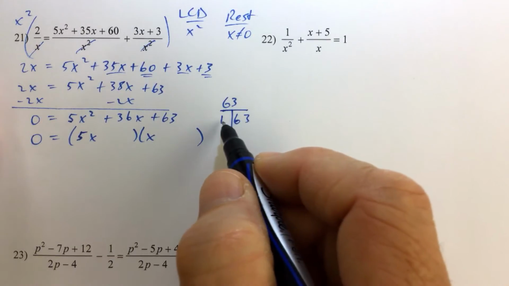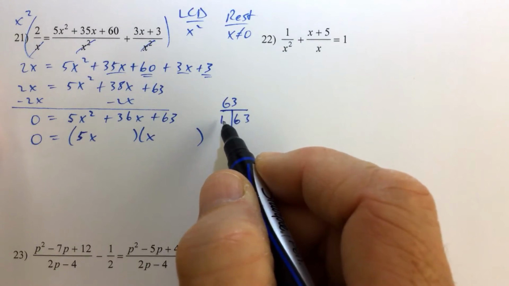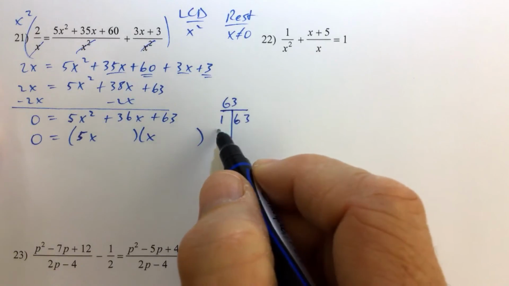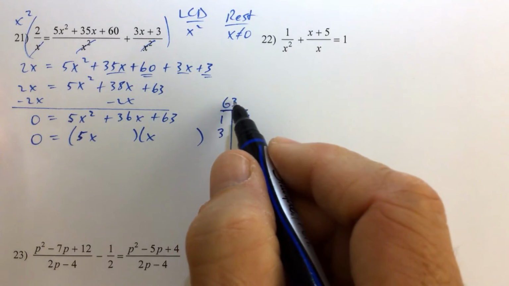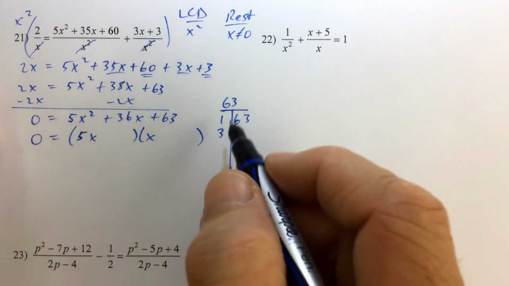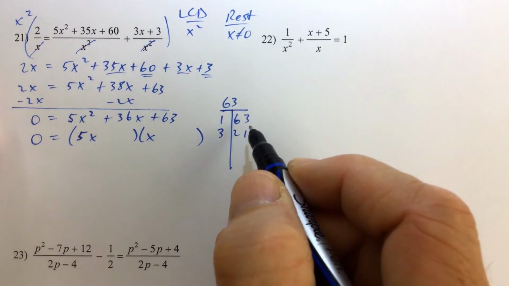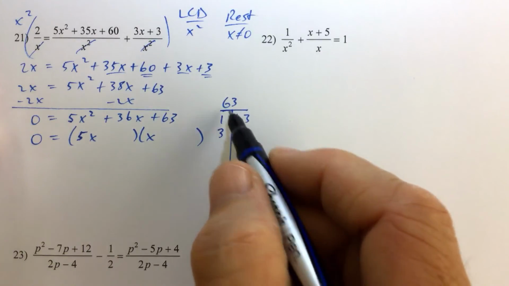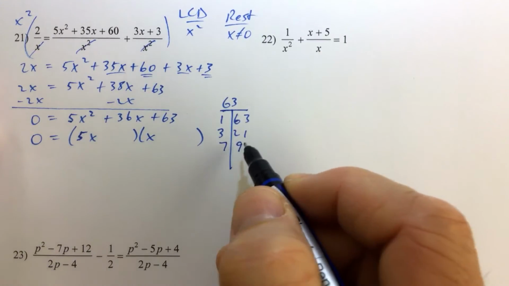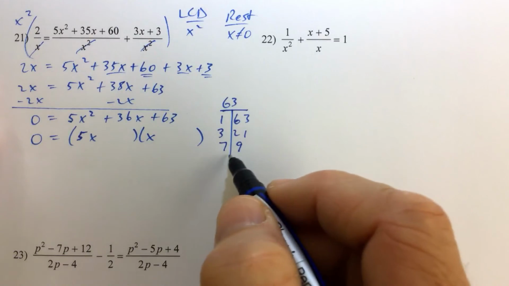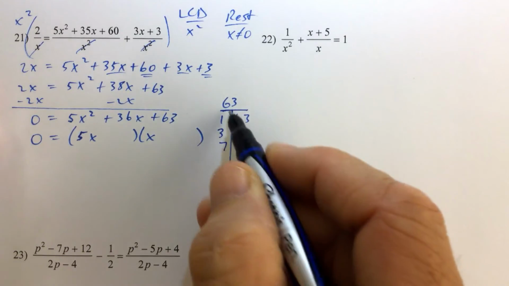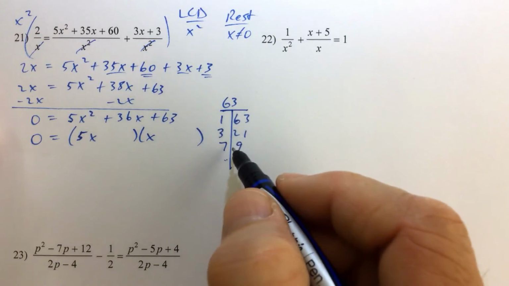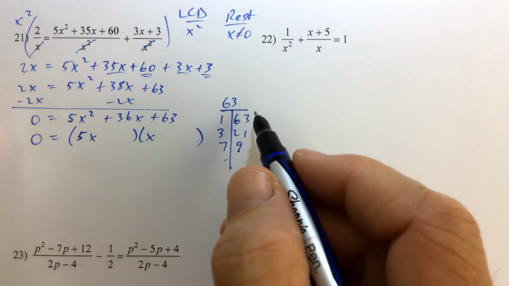1 times 63, I'm going to list all the factors of 63. 2 doesn't go into 63 because it's an odd number, but 3 goes into 63 because 6 plus 3 is 9, and 3 goes into 9. Well, 3 times 21 would be 63. 4 doesn't go in, 5, 6, 7. 7 times 9 is 63. 8 doesn't go into 63. 9, once you get to that number, you're done. So we've listed all the factors of 63.